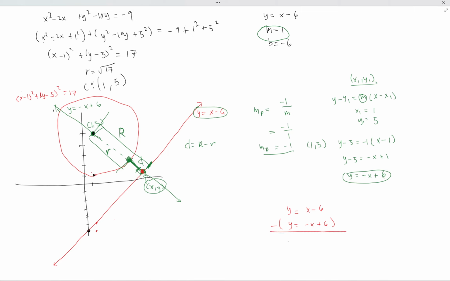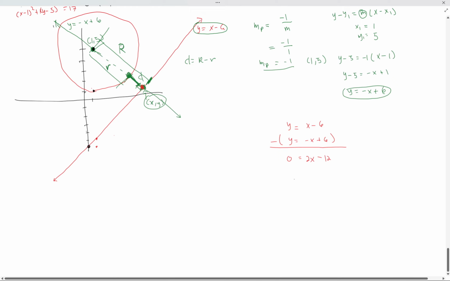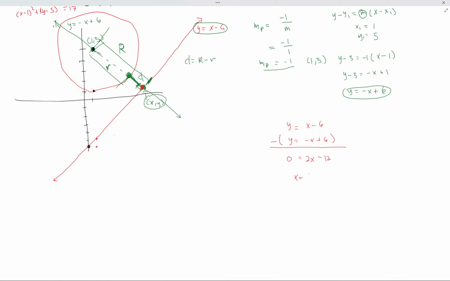So y minus y is 0. x minus -x will become x plus x, that will become 2x. -6 minus 6, that will become -12. So in this case now, if you look at this, x must be equal to positive 6. Okay? Now in order to find y, we just substitute this into any of the equations above, any of these two.